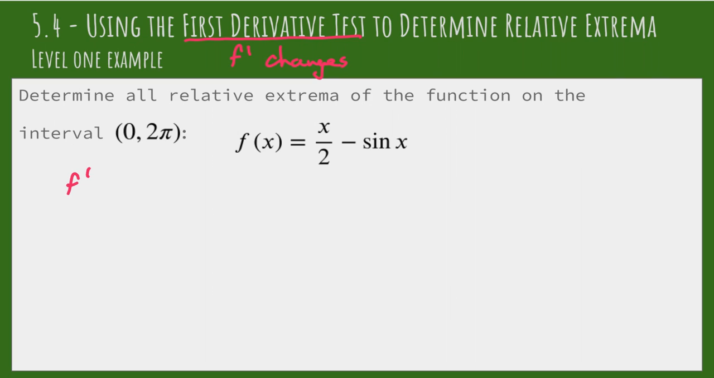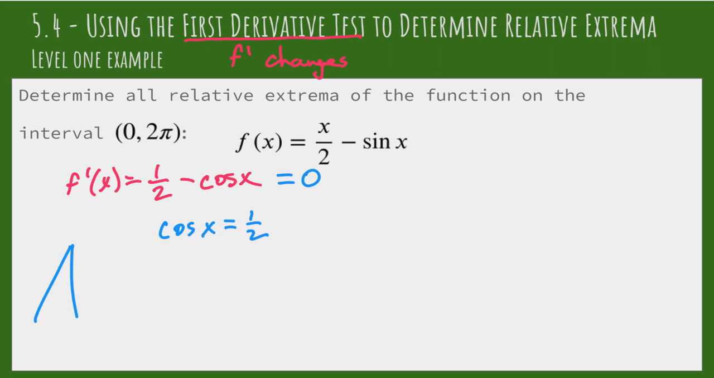For that, we're going to take the derivative. So derivative here, x over 2 is the same thing as 1/2 times x. So the derivative there is going to be 1/2 minus the derivative of sine is cosine. And we want to know when that is equal to 0. So finding critical values, we want to know where the derivative is undefined or where the derivative is equal to 0. This derivative is always defined, but it is going to be equal to 0 when cosine of x is equal to 1/2. So I'm going to draw a triangle here.